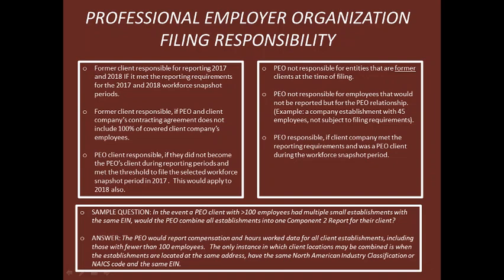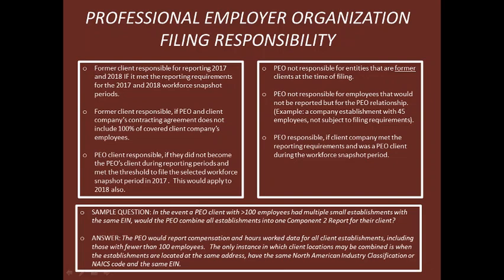When a PEO and a client company's contracting agreement does not include 100% of the covered client company's employees, the covered client company, not the PEO, is responsible for filing Component 2 data. Consider a company that has an establishment with 45 employees. The company on its own would not have been subject to the EEO-1 filing requirements. As such, a PEO is not required to report Component 2 data for employees that would not be reported but for the PEO relationship.